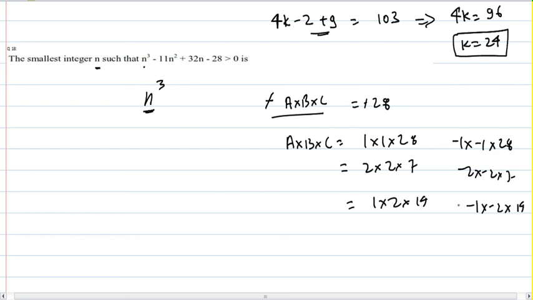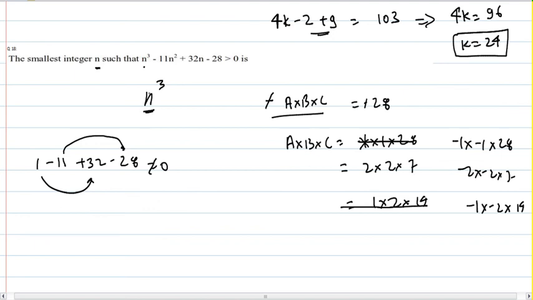By replacing values. See, if I replace 1 in this, I have got 1 minus 11 plus 32 minus 28. Is it 0? This is 33 positive and this is 39 negative. It is not 0. So 1 is not my root. If 1 is not my root, these cases are gone.